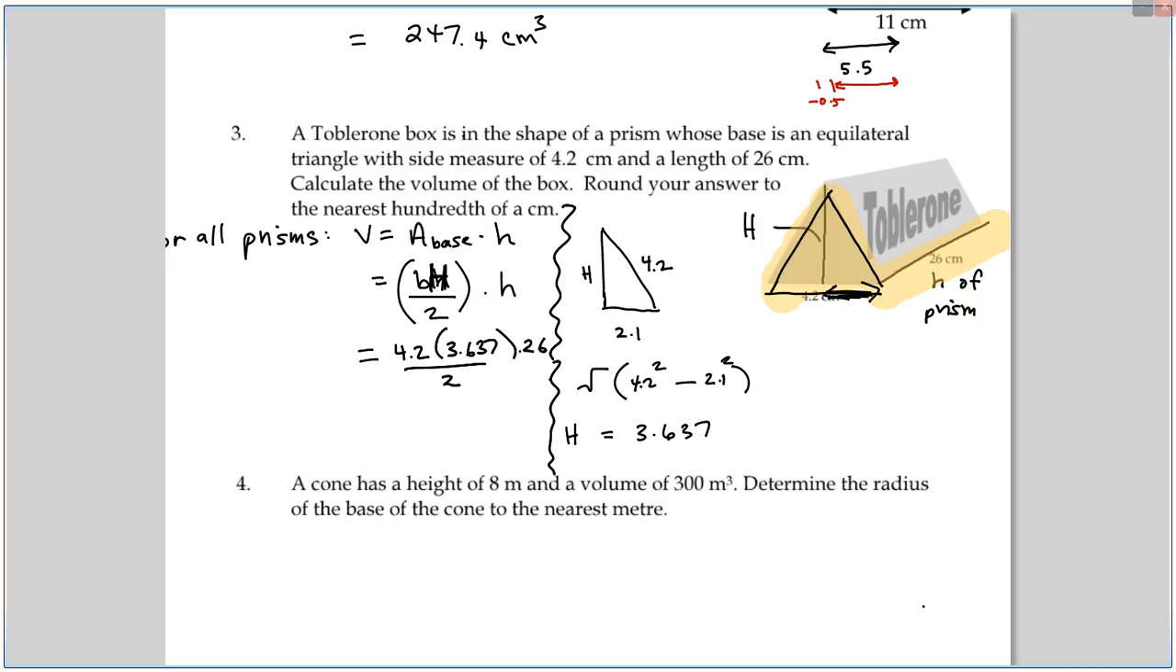I have 198.596. Round your answer to the nearest hundredth. So from the calculator, I got 198.5969. So rounding to the nearest hundredth looks like 198.60 centimeters cubed.